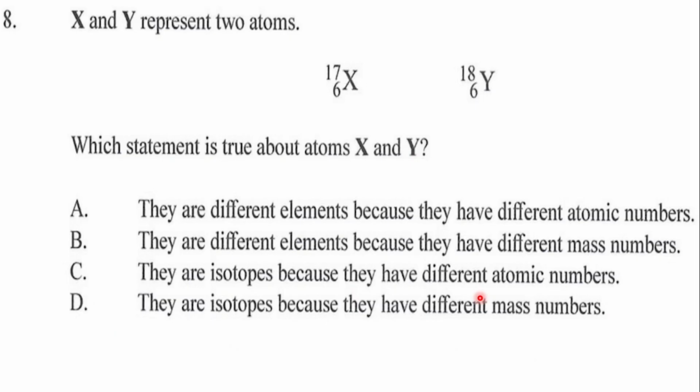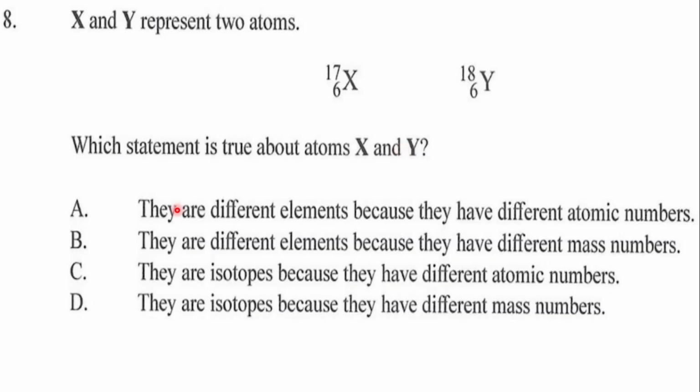Let's move on to question number 8, and it says X and Y represent 2 atoms. So we have X, we have 6 here, we have 17 here, and we have Y, and we have 6 here, and we have 18 here. Which statement is true about atoms X and Y?